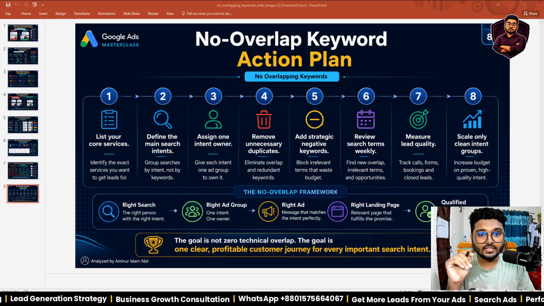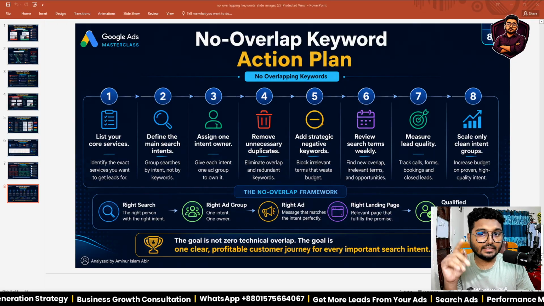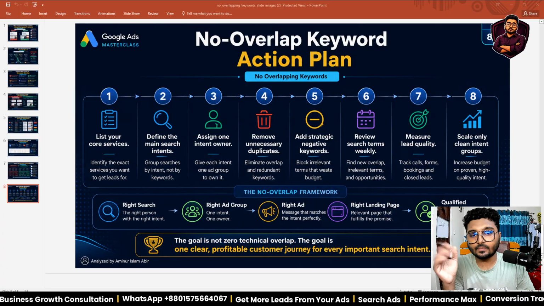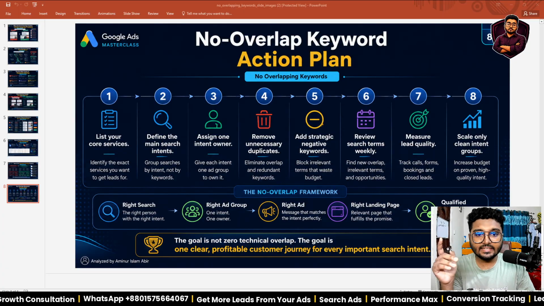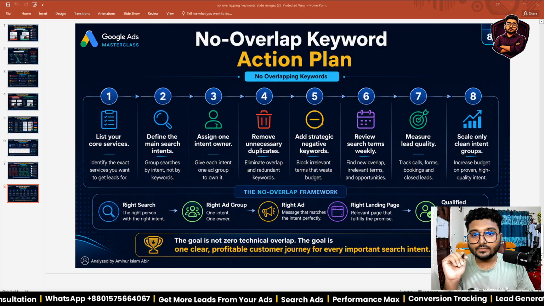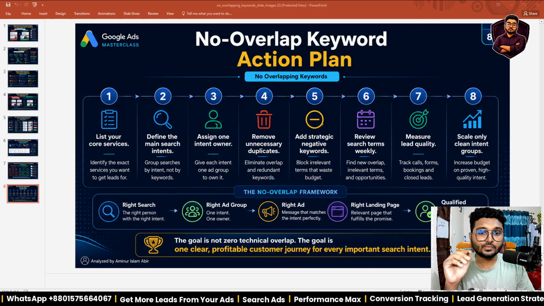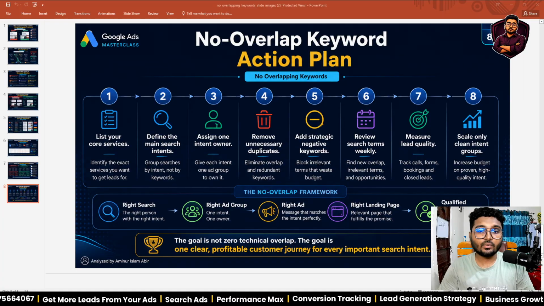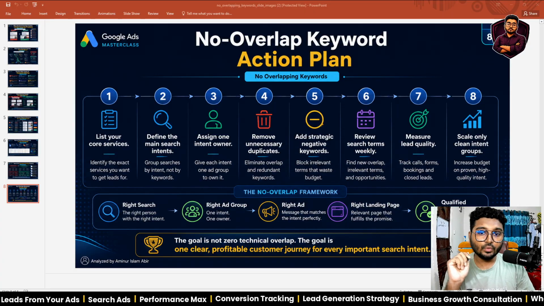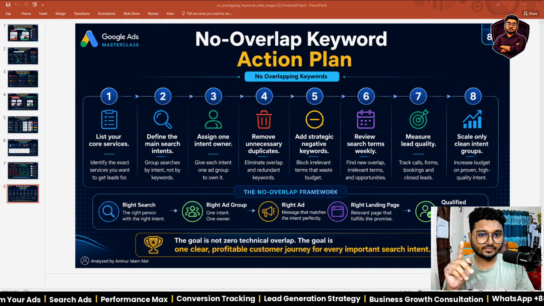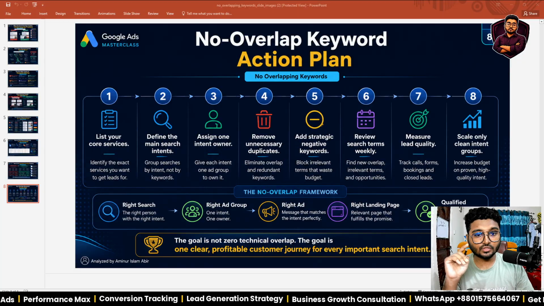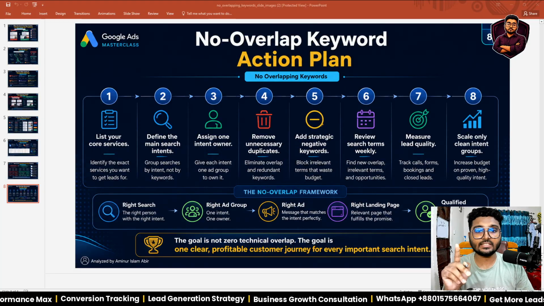Step 8, scale only clean intent groups. Increase the budget when the group produces relevant searches, correct routing, qualified leads, and profitable customers. The final framework is right search to right ad group to right ad to right landing page to qualified customer. A clean keyword structure makes scaling safer and easier because you know which customer intent is producing the result. The final goal is not zero overlap. The goal is one clear and profitable customer journey for every important search intent.